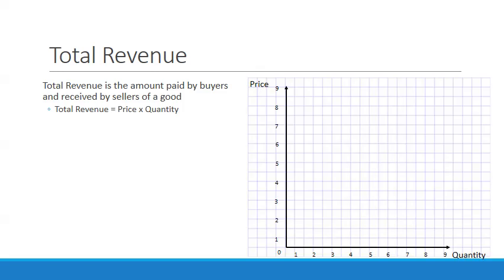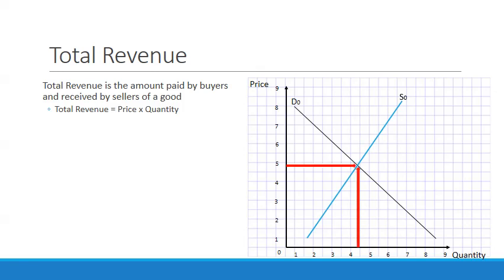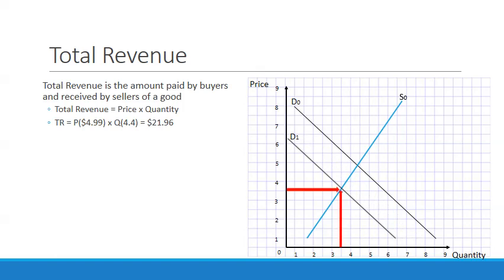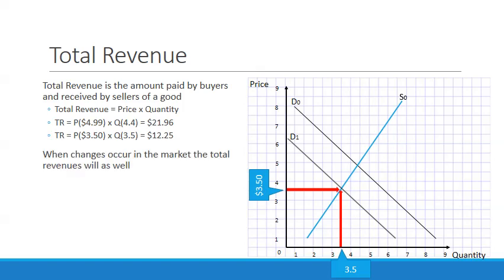So when we look at this graph, we can pull a demand line and we can pull our supply line, and where those two meet is our market equilibrium, that is our total revenue point. In this case, we take $4.99 times 4.4, and that gives us $21.96 for our total revenue. Now, if we were to see a shift in demand to the left, notice total revenue is going to change, and now total revenue has moved down. So price is now $3.50, whereas quantity is 3.5, and our total revenue is now $12.25. So when changes occur in the market, the total revenues will change as well.